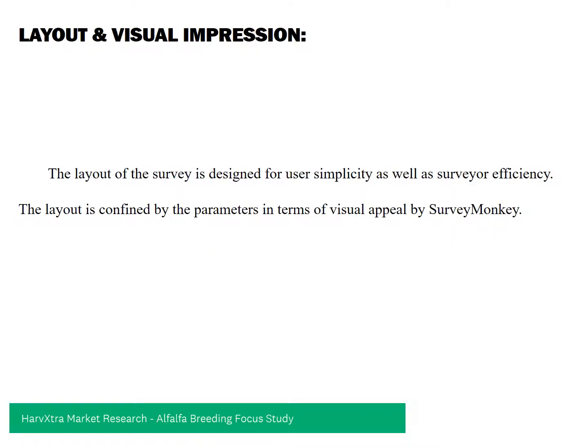The layout and visual impression. The layout of the survey is designed for user simplicity as well as survey efficiency. I do think it's worth noting that the layout is confined by the parameters in terms of visual appeal by SurveyMonkey itself, but it does seem like there's a lot of flexibility in terms of how you can lay the actual question out. So for cases of Likert scale, we can get it to be horizontal. It does not have to be, though, in terms of what SurveyMonkey offers.